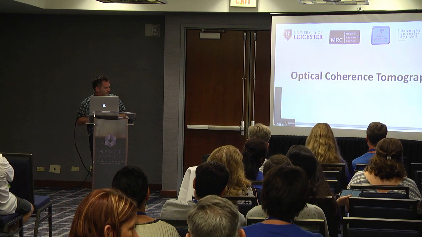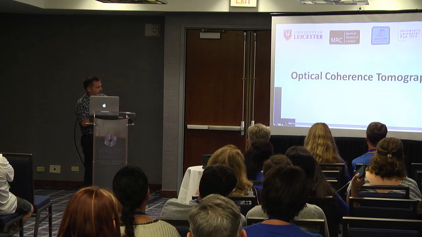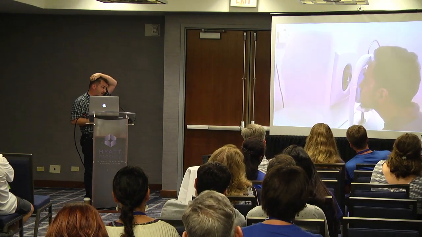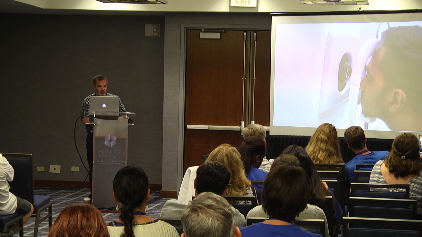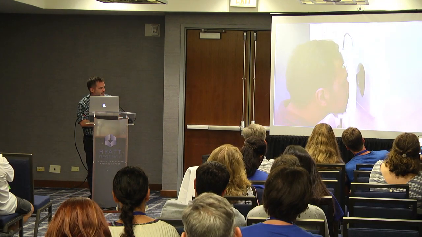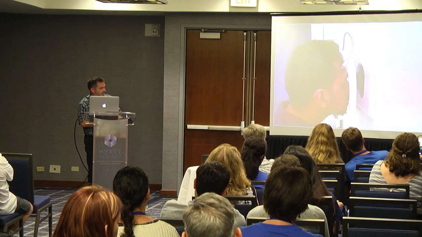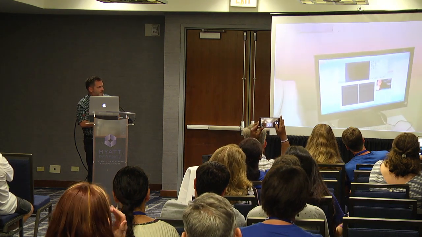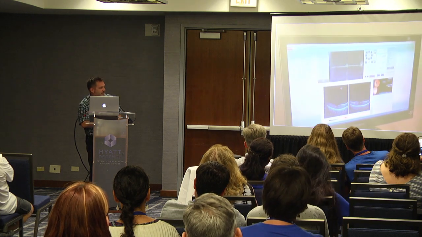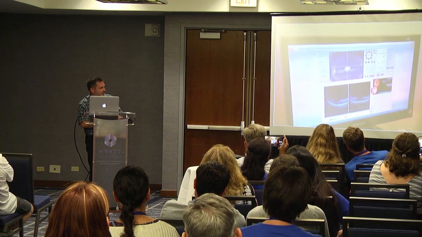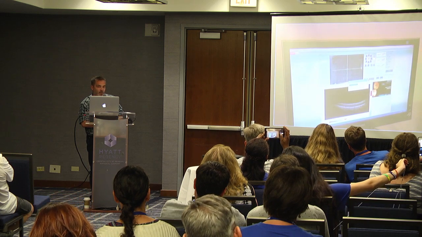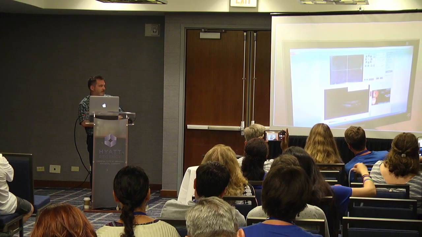So here it is, and we have an adult device. Essentially, you put your chin on a chin rest, and you have a scanner that scans the back of the eye. Here it is coming in on the eye. You can see it's very quick and easy and painless. You just take a measurement, you go in close, and that fovea that I just mentioned, we can see the fovea on the scan, and we can see exactly how well that fovea is developed.